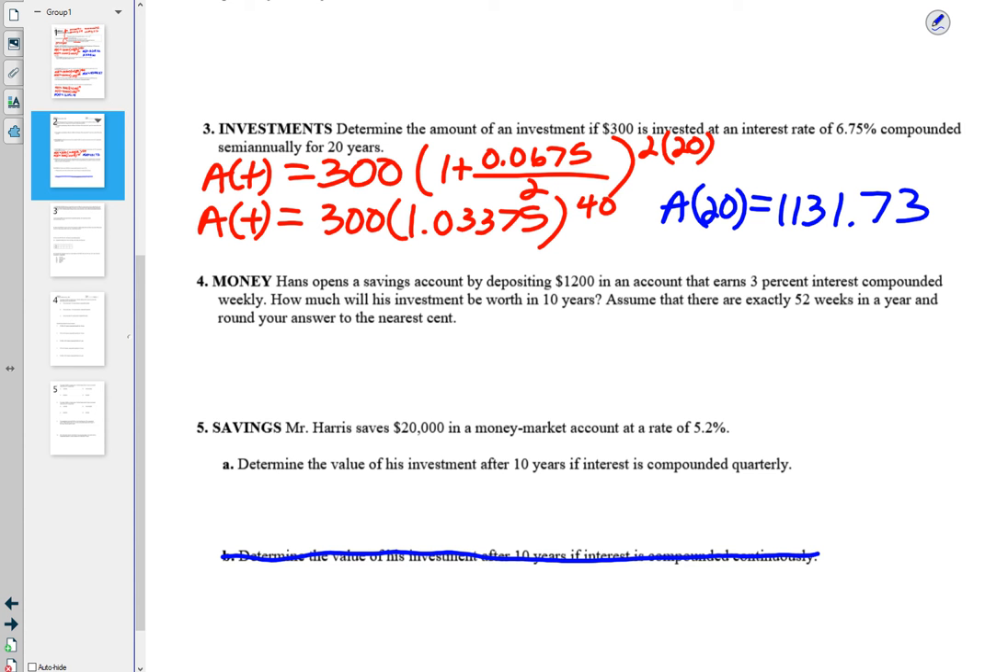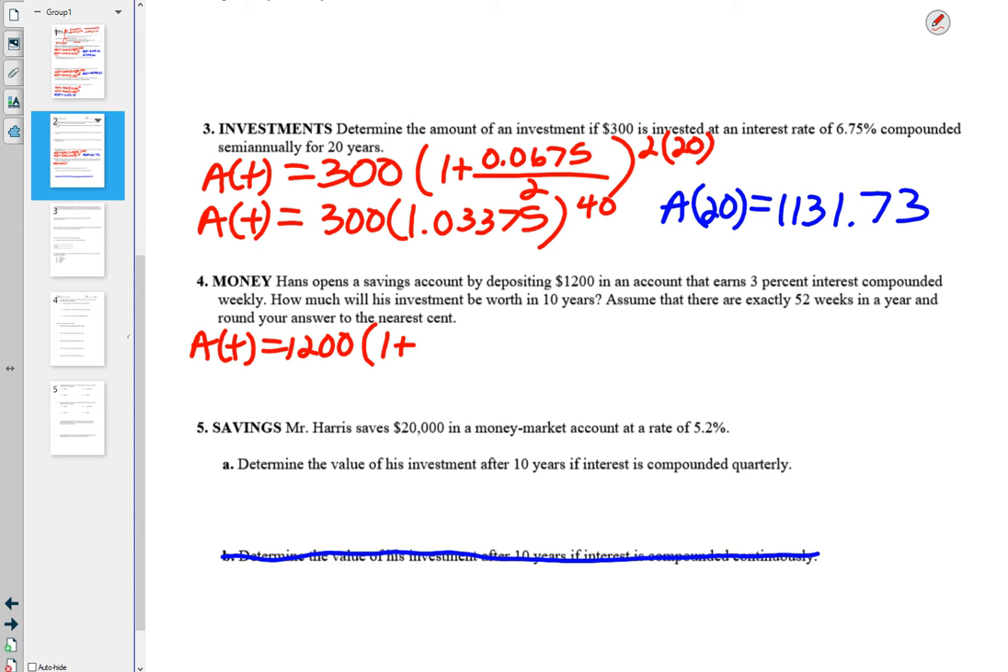All right, let's do number 4 just for fun, because I actually just found a new word. I don't think you'll be asked for this. I've never heard of interest compounding weekly, but I guess it could. Hans opened the savings account by depositing $1,200. So the amount after some time is equal to the initial $1,200, and it's going to grow. That earns 3% interest compounded weekly.